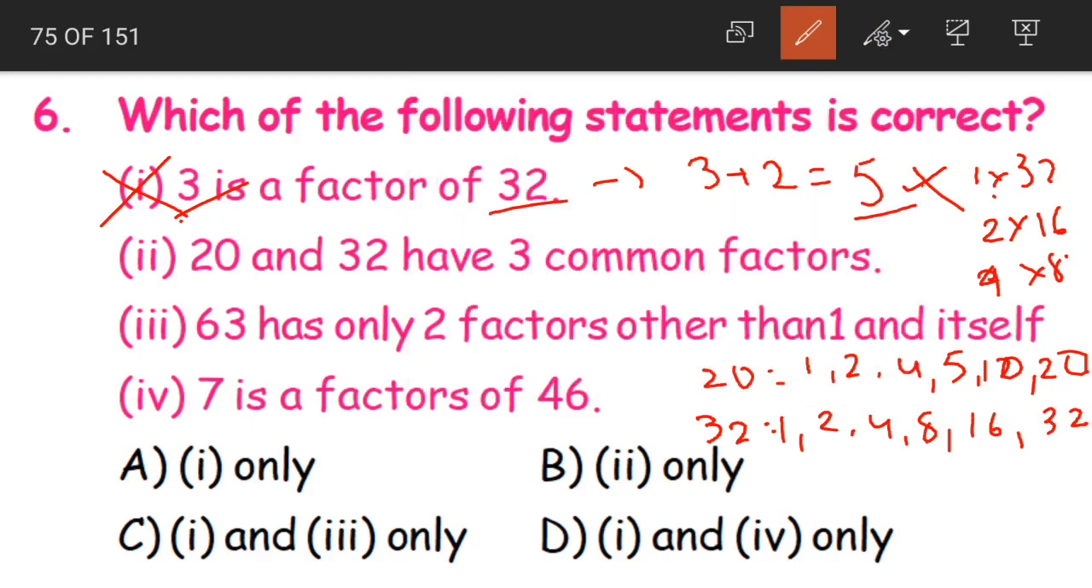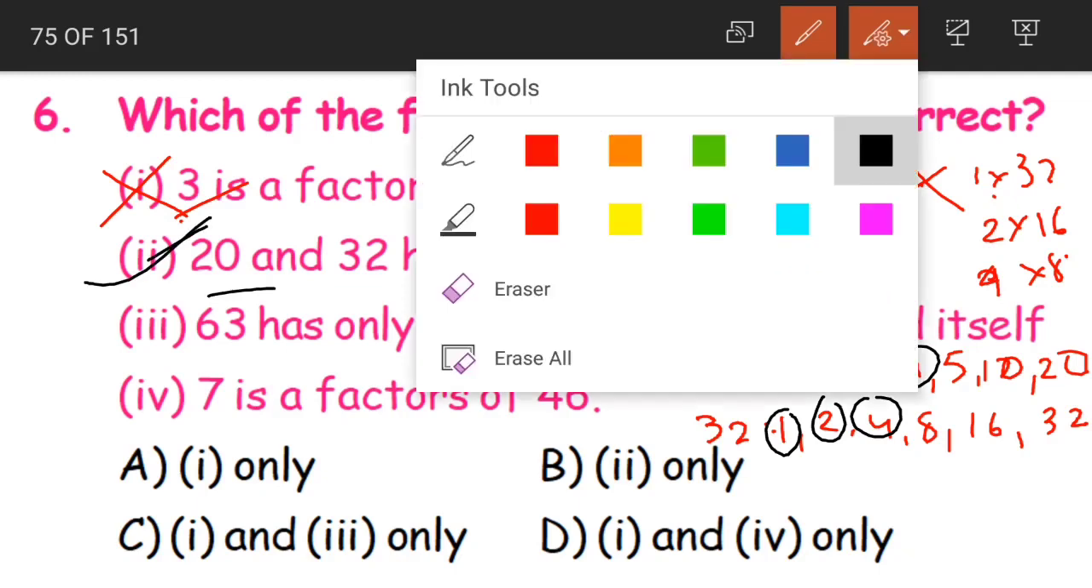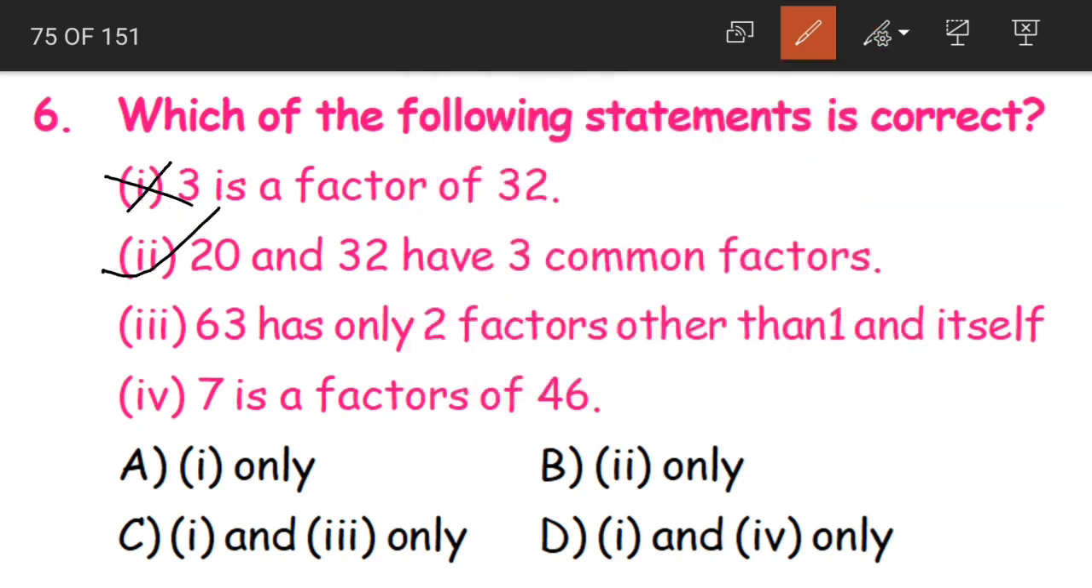Now if you look at the common factors, we have 1, 2 and 4. We have how many common factors, children? We have 3 common factors. So 20 and 32 have 3 common factors is a correct statement. Because 1 is wrong, 2 is correct. Now coming to 3, 63 has only 2 factors other than 1 and itself.